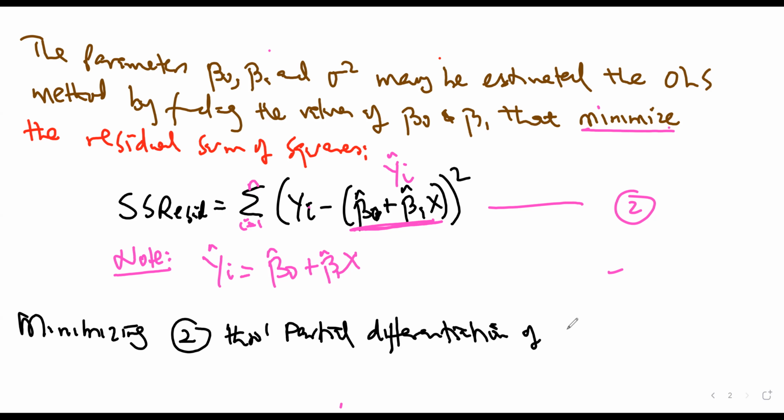Through partial differentiation with respect to beta naught and beta 1 estimate, we obtain the following. We obtain these.